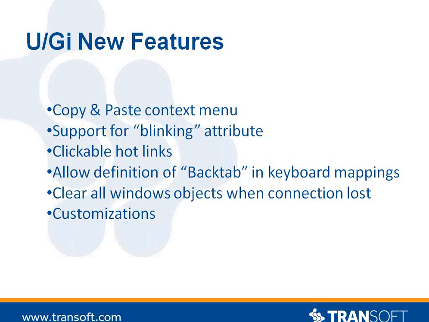And another feature is clear all Windows objects when connection is lost. This is useful because if the connection gets dropped on a UGI GUI session, sometimes it's difficult for the user to see that the connection's been lost because all the Windows objects are still visible on the screen. So in UGI 530 we've made it actually clear all the Windows objects when the connection's lost, so it's more obvious to the user that something's gone wrong and they won't carry on typing any data into the form.